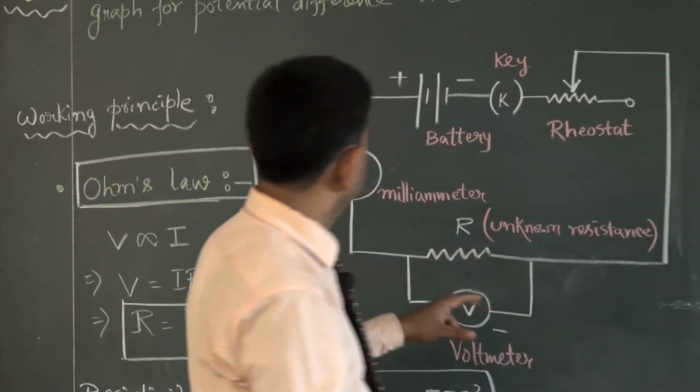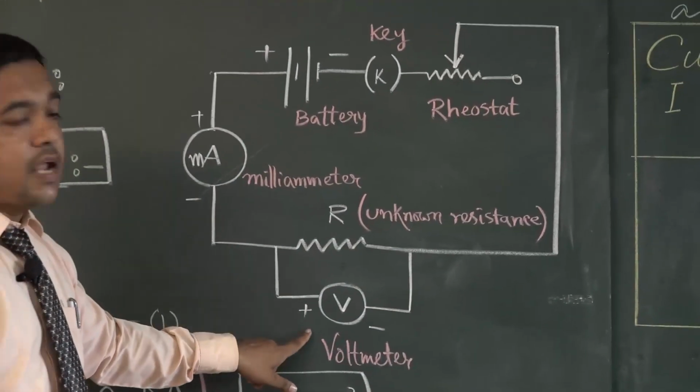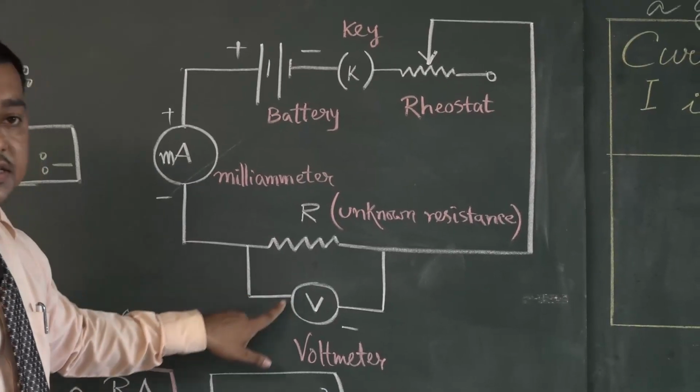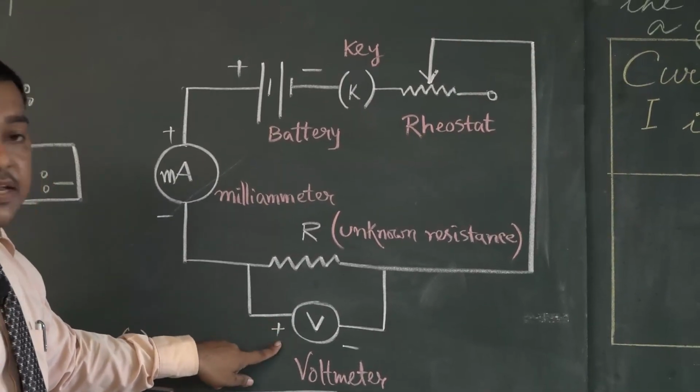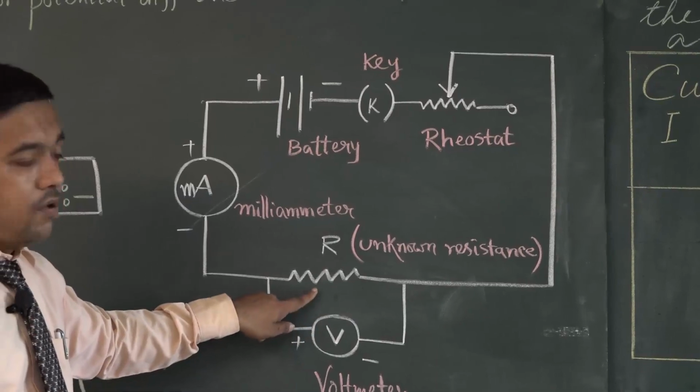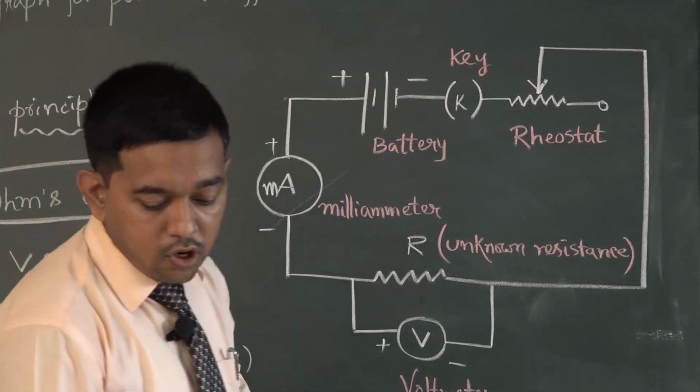Next, as we can see, a voltmeter is connected across the unknown resistance. If you see the circuit, a voltmeter is connected in parallel with the unknown resistance. So what is that voltmeter we are using?